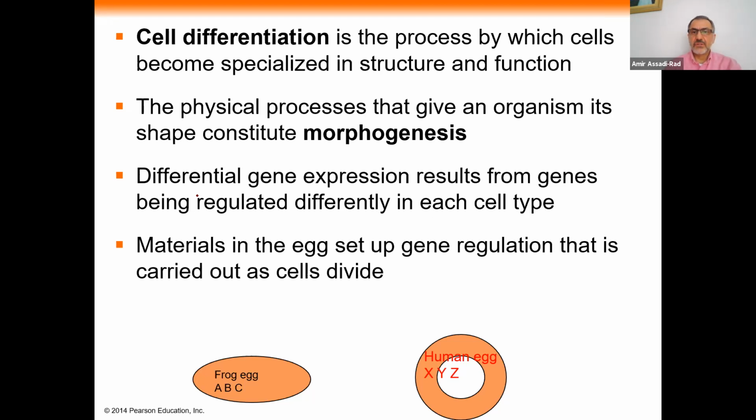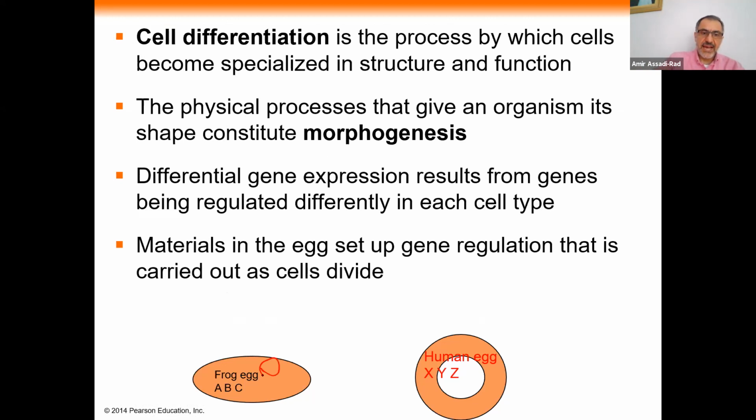Differential gene expression results from genes being regulated. Of course, gene regulation is involved heavily in each cell type. Materials in the egg set up regulation that is carried out as the cell divides. So what happens here, for example, in a frog, of course, I did not draw the nucleus for you here.